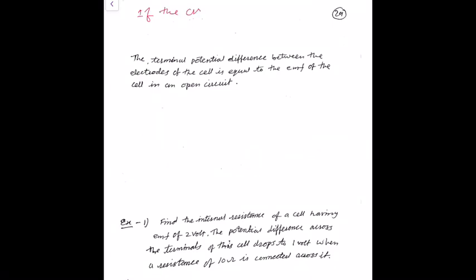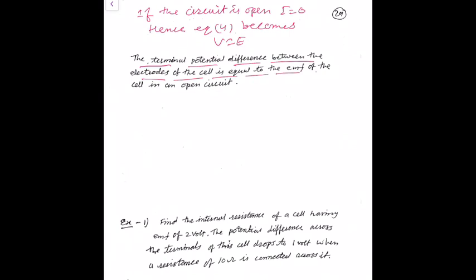If the circuit is open, I equal to 0, hence equation 4 becomes V equal to E. The terminal potential difference between the electrodes of the cell is equal to the EMF of the cell in an open circuit.